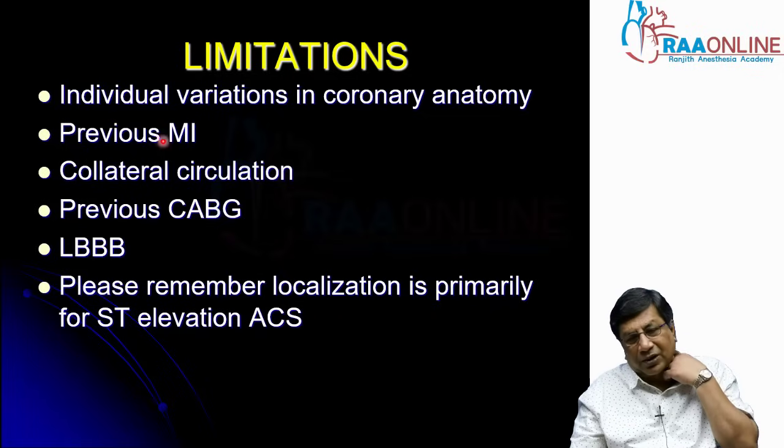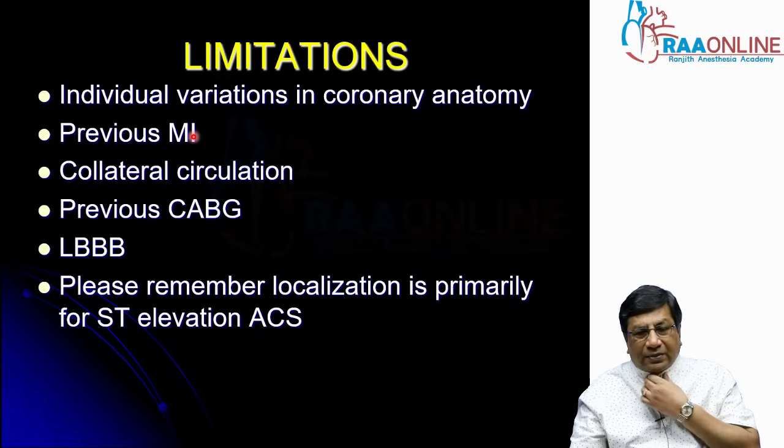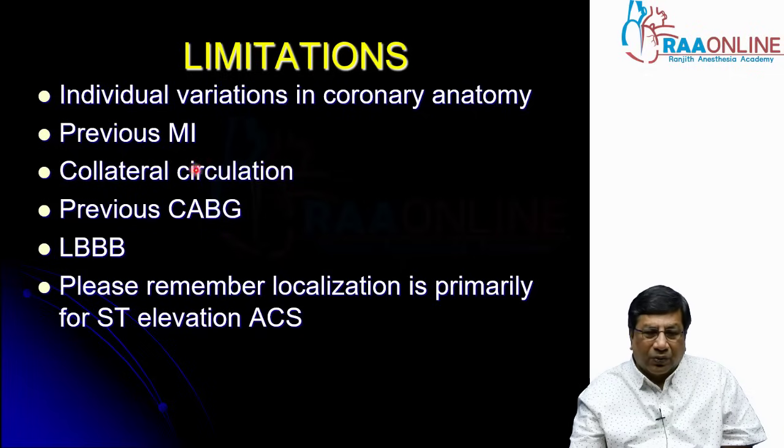But it also has limitations. There may be individual variations in coronary anatomy. If the patient has had a previous myocardial infarction, the ECG changes may change. If the patient has extensive collateral circulation, once again, you may not have typical changes. In patients who have undergone CABG, patients who have left bundle branch block, and all these conditions, sometimes the ECG changes may not predict a classical site occlusion of a particular coronary artery.